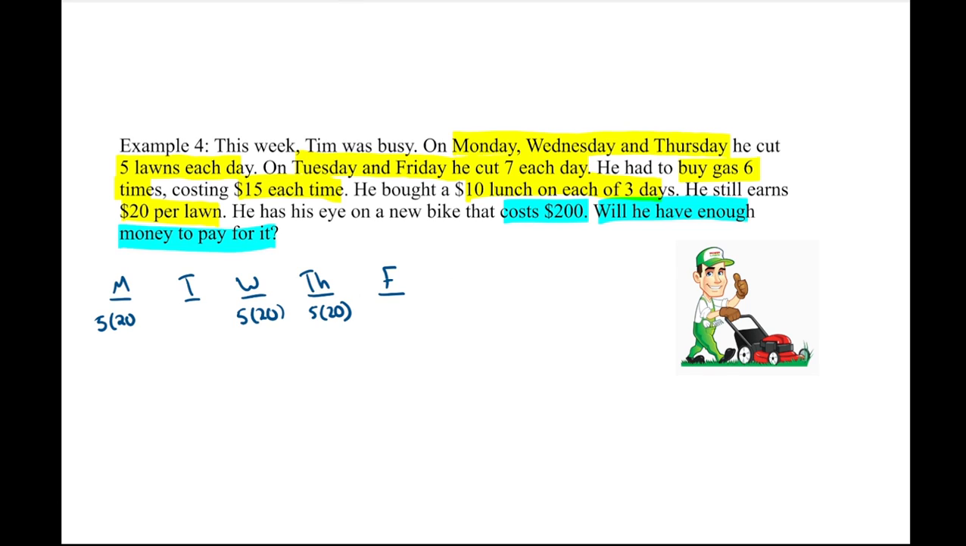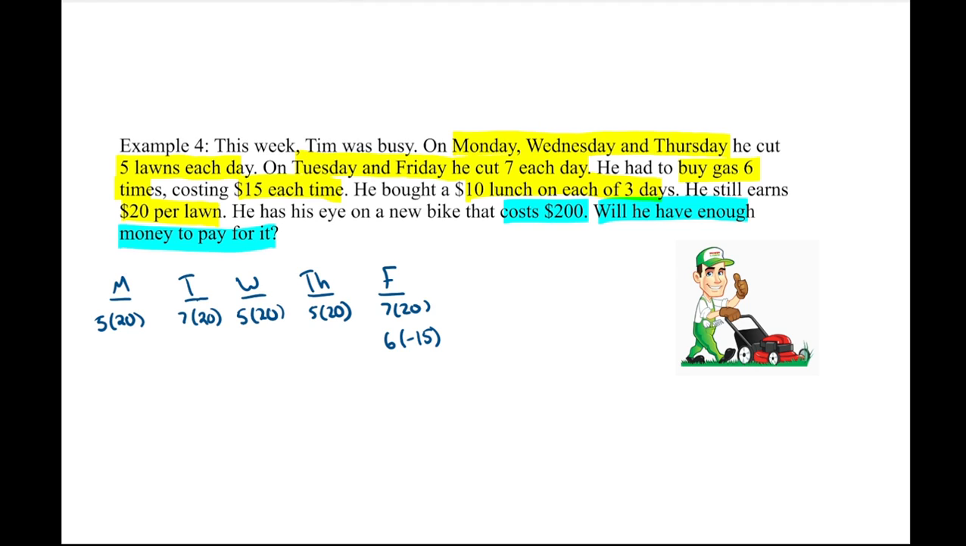On Tuesday and Friday, he cut 7 lawns. So 7 times 20. Again, rather than adding up 20 seven times. He had to buy gas 6 times in total. So it doesn't really matter what day we're doing that on. Let's say maybe it's on Friday. He had to buy gas 6 times. So that would have been 6 times negative 15 because we're losing $15.